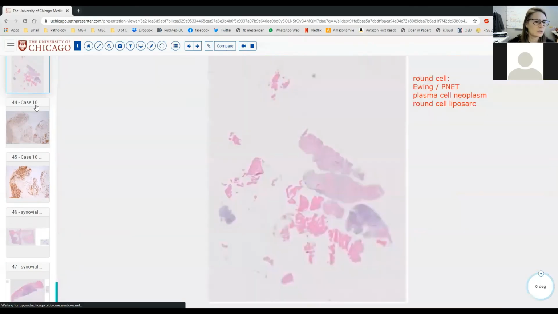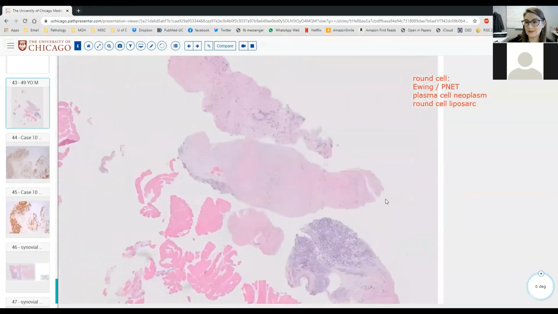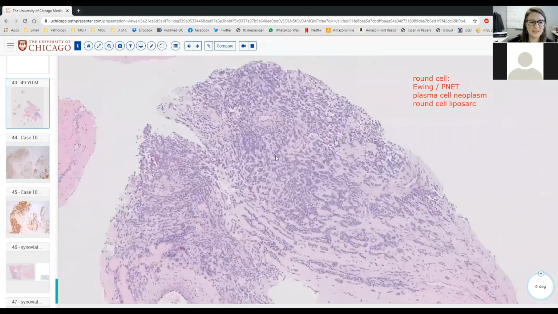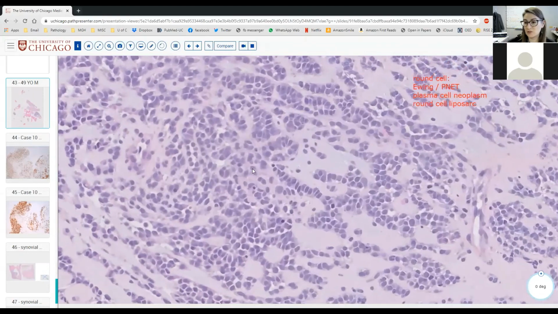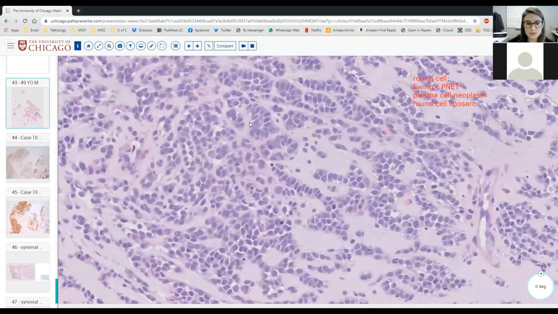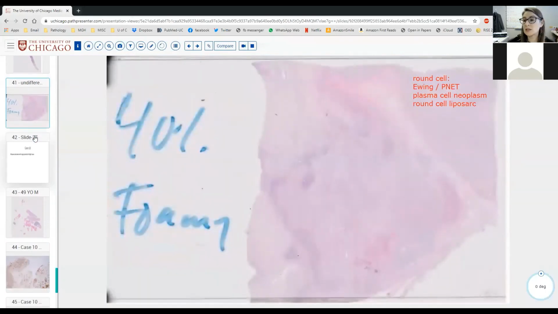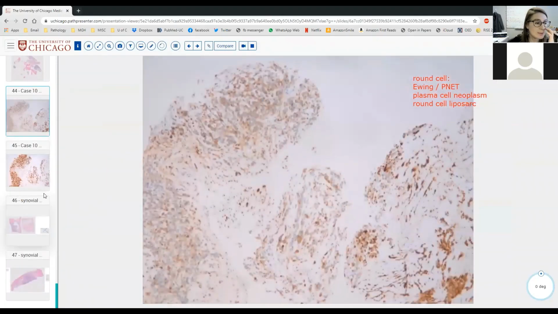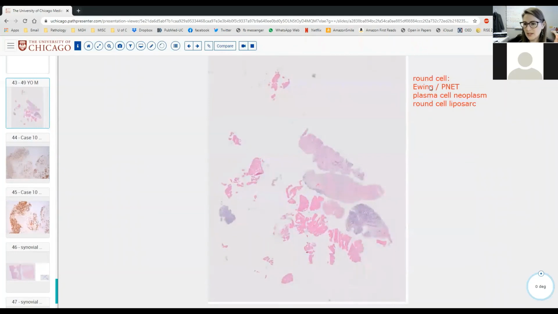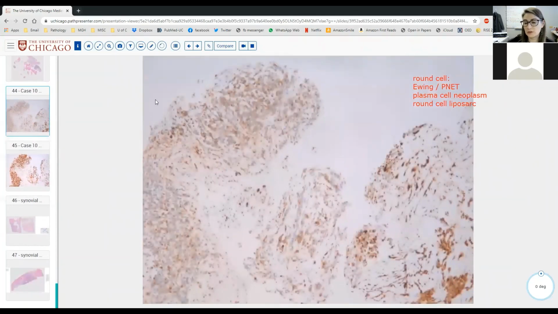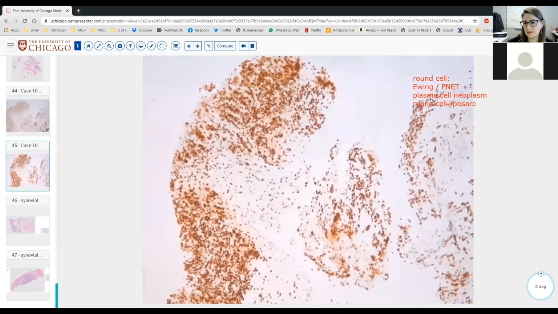So don't forget to cast a broad net when things that you think it might be fail, because often you can come to a definite diagnosis. In the prior case, we couldn't come to a definite diagnosis, so we had to just say undifferentiated sarcoma, right? We couldn't put it in a box. In this case, we could put it in a box based on that round cell morphology. This is a round cell variant of synovial sarcoma, at least on the biopsy. So just remember that that exists. Remember that for synovial sarcoma, you should have some kind of keratin or EMA, and you should have TLE1.